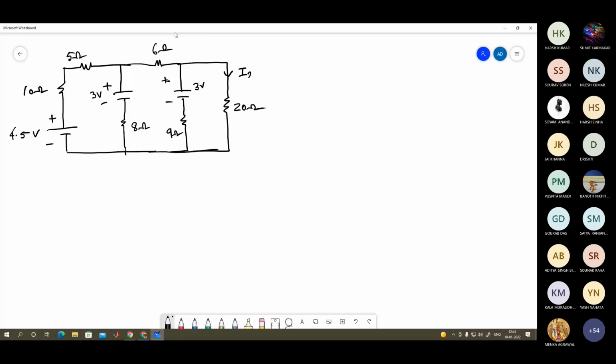Okay. So what is our first task? We have to short these two terminals, right? When we have to find out the Norton current, we'll short these two. This is our IN. So no current will be flowing through the 20 now. We can just remove it, forget about it.